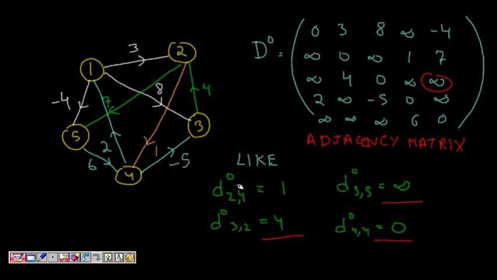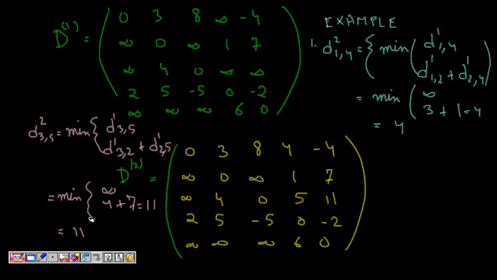Okay, so I think this is clear. D0 and the adjacency matrix are the same. D0 is equal to the adjacency matrix of the graph. Okay, so now let's proceed further.